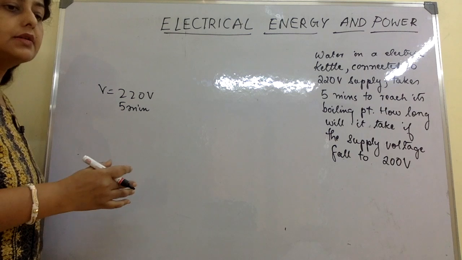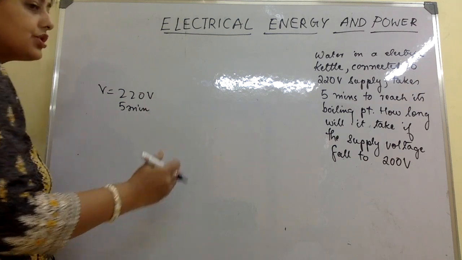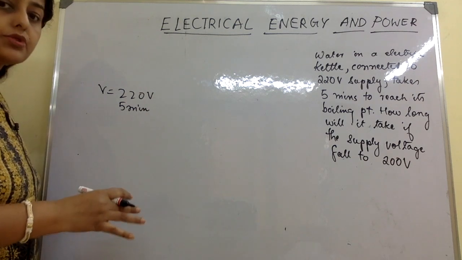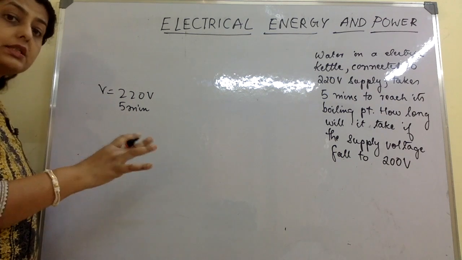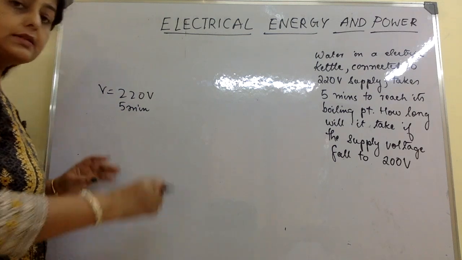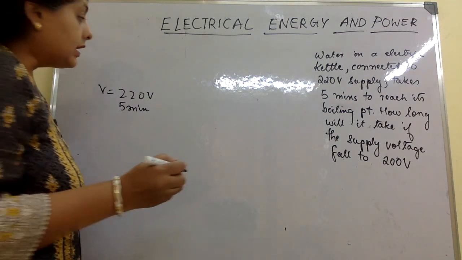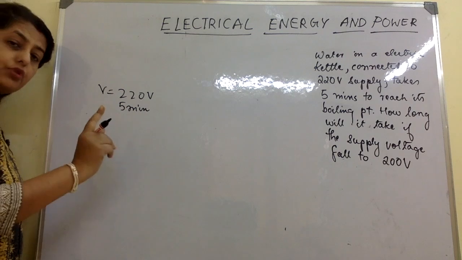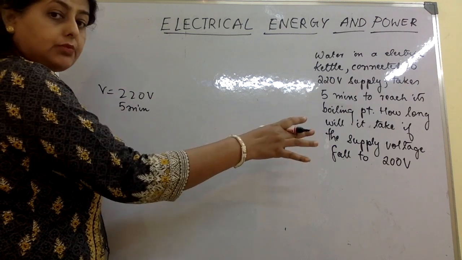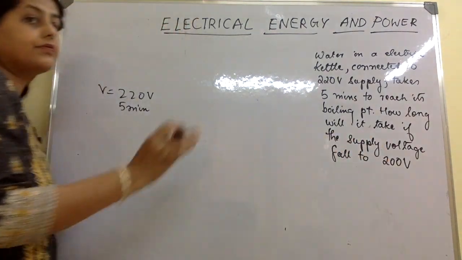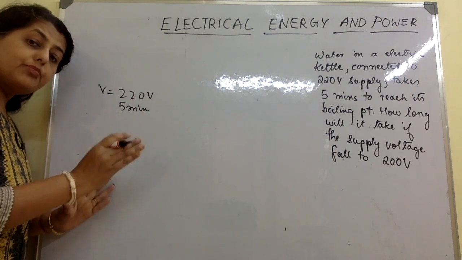Now note one thing here, we have changed the supply voltage suddenly. If the supply voltage changes, the current will also change, and so the time will also change. Now there is a trick in the sum that you have to understand. In 5 minutes, how much heat was produced? The same amount of heat will be required to bring the water to its boiling point, even when the voltage has fallen. So what remains constant is the amount of heat required to make the water boil.